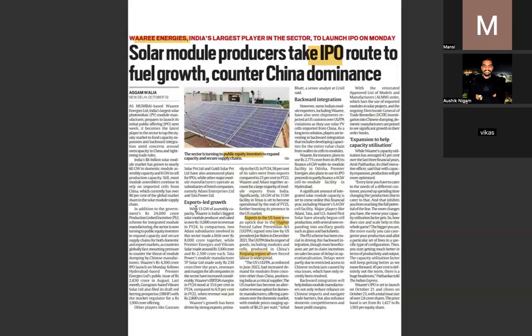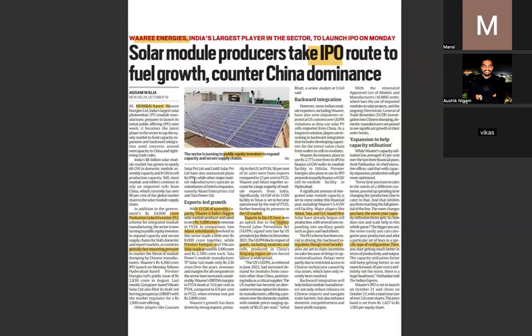Export-led growth. So 13 gigawatts of assembly capacity right now is what we see in the case of Vari, India's biggest solar module producer, which raked in over rupees 11,000 crores in revenue the previous year. There are two other players, Adani subsidiaries, also involved in this sector, like Premier Energies and Vikram Solar. They're important players. The PLI scheme is also there to support incremental output and achieve more competitiveness in terms of the solar module. Mumbai-based company Avari.